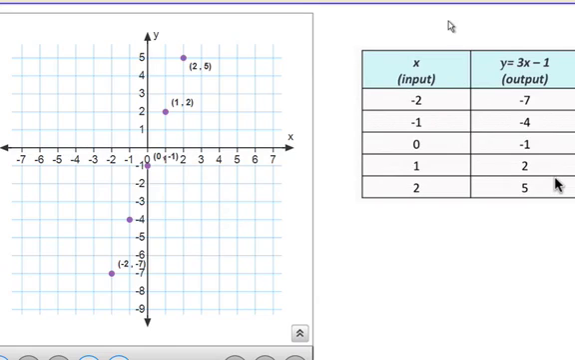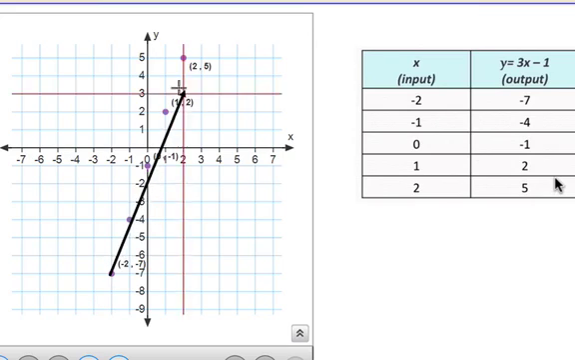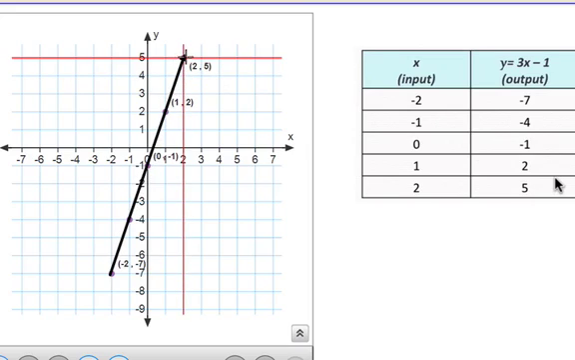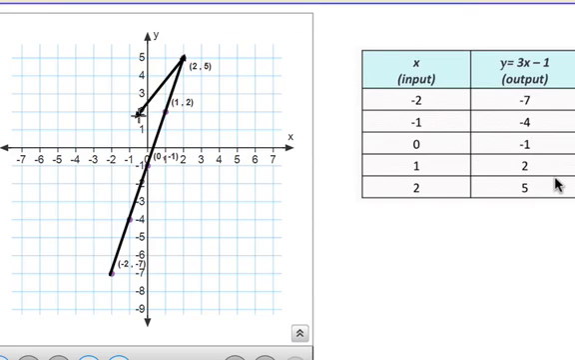And so now what we can do is construct the line through these points. When you draw your line, it's going to pass through all these points in both directions. And you should also label your line.